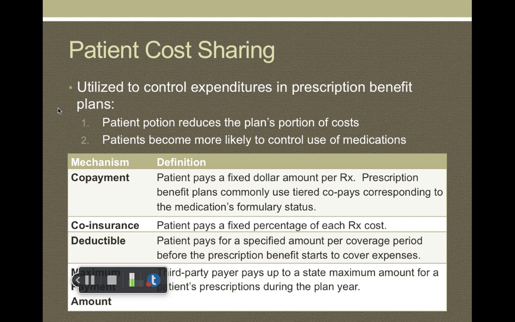And then one that you'll see occasionally, but you don't see as much, is a maximum payment amount. And so the third-party payer will pay a limited amount for a patient's prescriptions during the year. And once they reach that amount, they won't pay anymore.